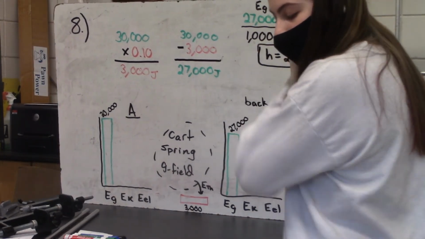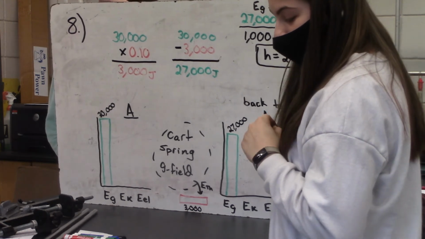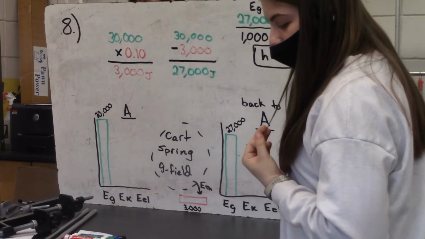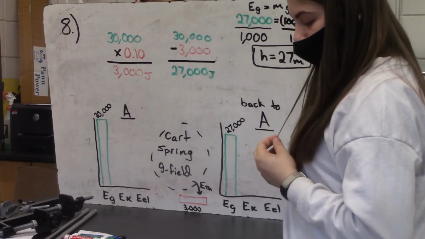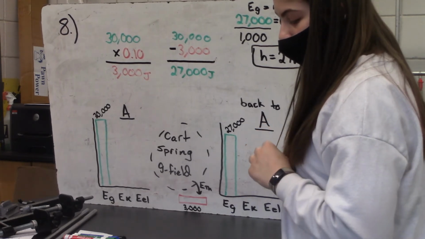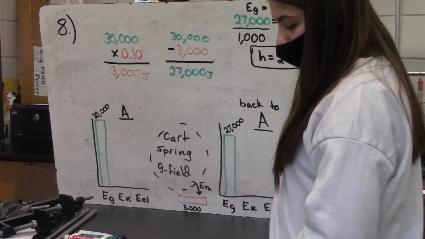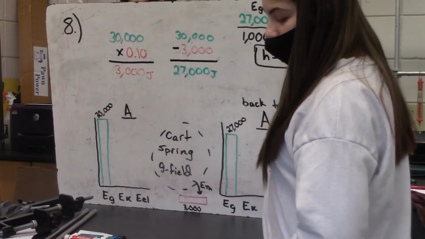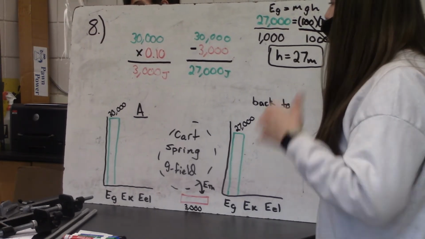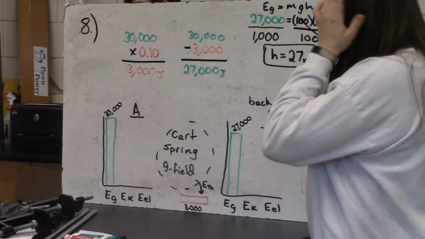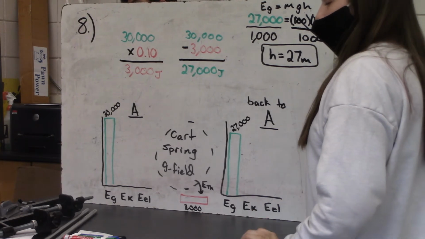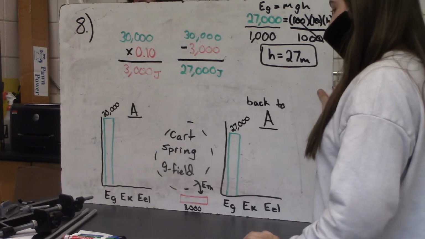So for number 8, it says, in the real world, friction, both air and track, is a very real issue. After bringing the cart to a stop, the spring pushes the cart back towards point A. Assume that during its whole trip, the cart loses 10% of its total energy. How high back up the initial ramp will it make it? Show your work. So we started with the LOL diagrams, and so we know that the total amount of energy in the system is 30,000 joules.